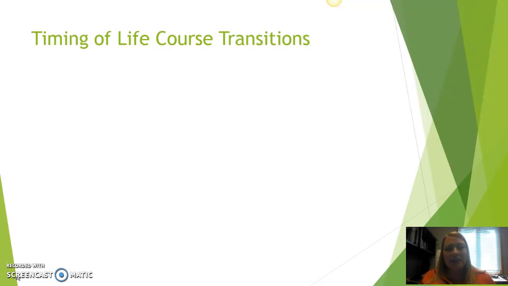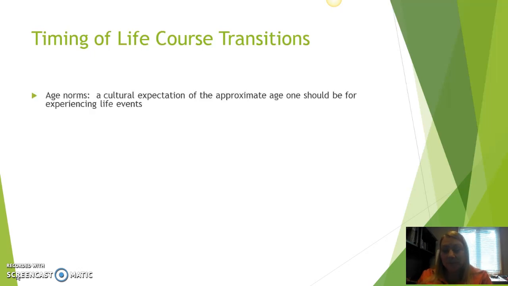So we can also look at the timing of life course transitions throughout one's life. And the timing is really how well is someone adhering to this schedule that we have rigid in our minds as a society of when it's appropriate to do something and when you're off time. So age norms are the cultural expectation of the approximate age one should be for experiencing a life event.